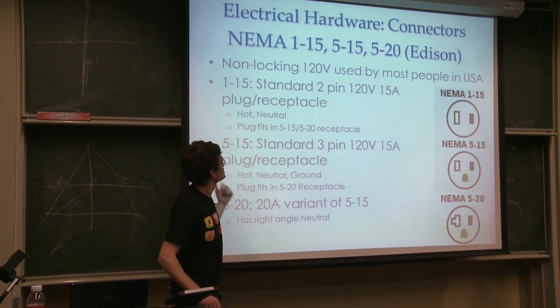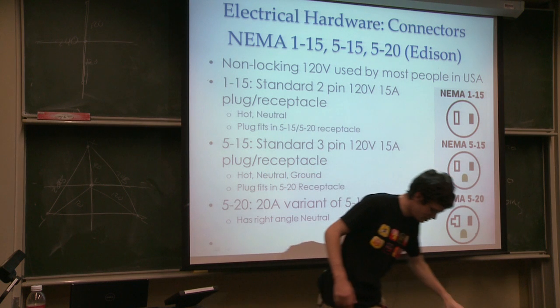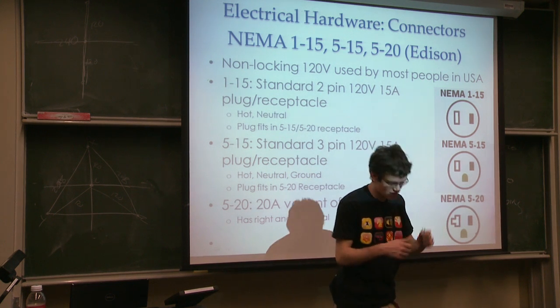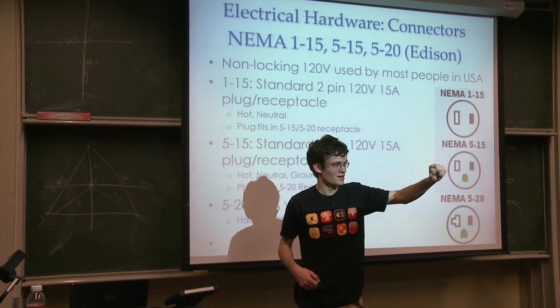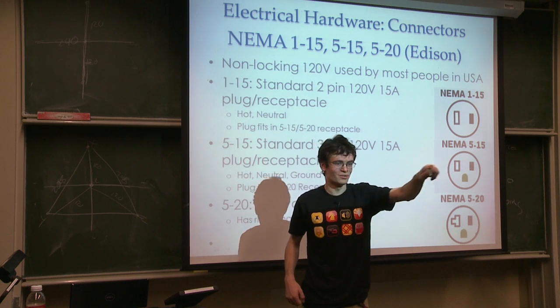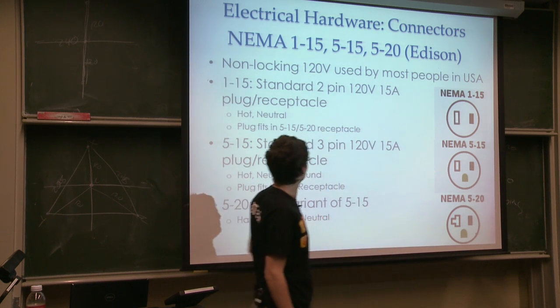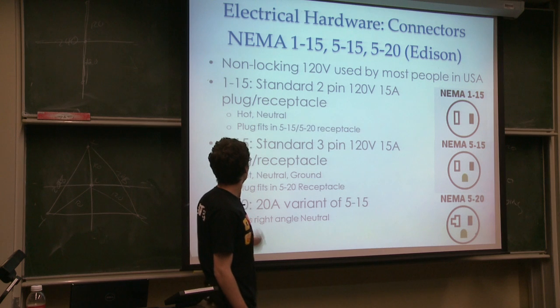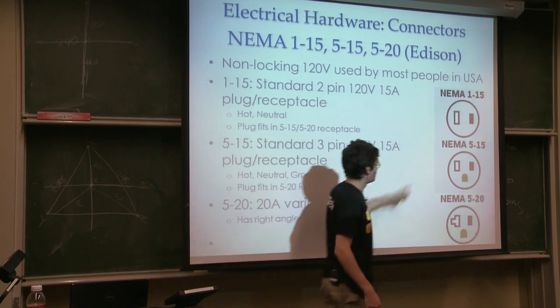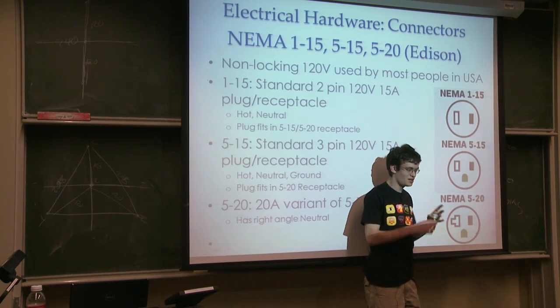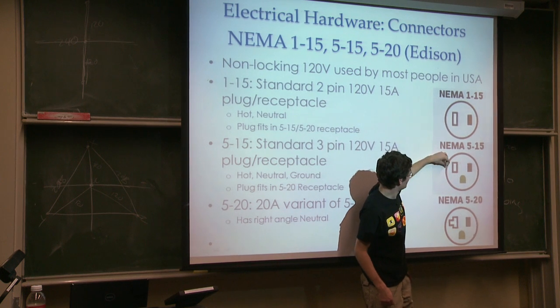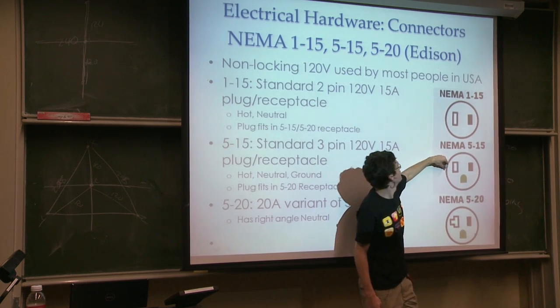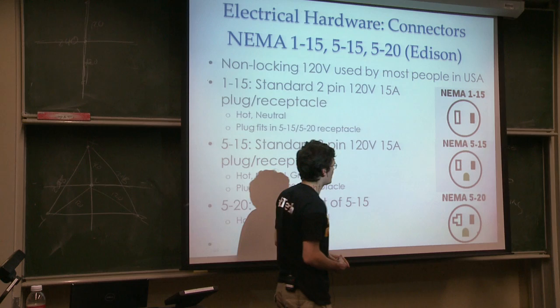The 115 is a standard 2-pin connector, and it used to be in older houses. It looks like this. You have 2 pins, and they go into the wall. It's rated for 120 volts and 15 amps. By the way, these diagrams are all the receptacle side, so it's what you see if you're looking at the receptacle of it, not the plug. One hot, one neutral.